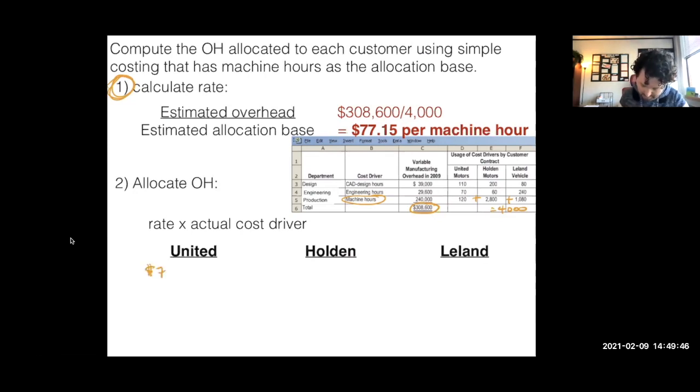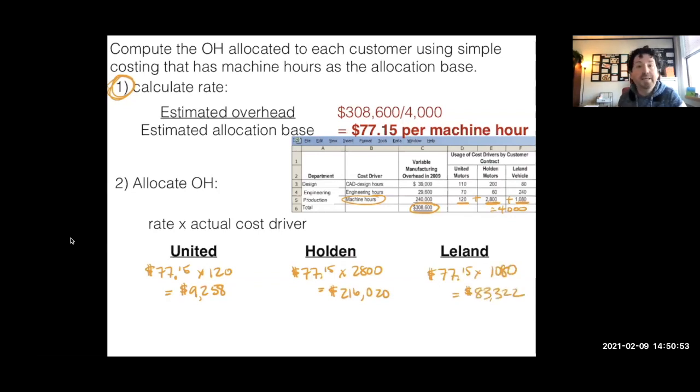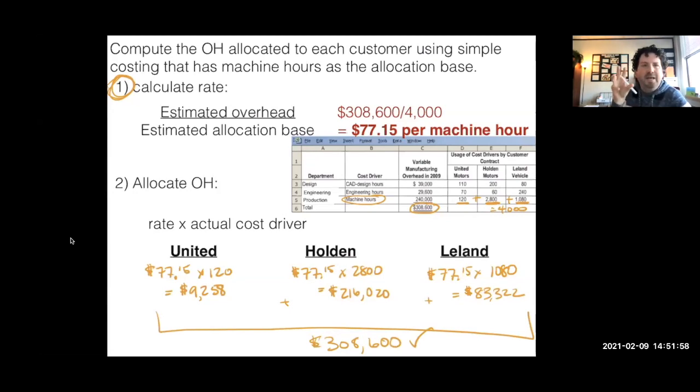So United: $77.15 times the number of machine hours consumed by United. Because remember, we take the rate and multiply it times the consumption of the allocation base. United used 120 machine hours, 9,258, perfect. Holden used 2,800 machine hours, so our rate times 2,800. And Leland used 1,080 machine hours. Now, again, remember we have a check figure. All three of these added up should equal that $308,600.